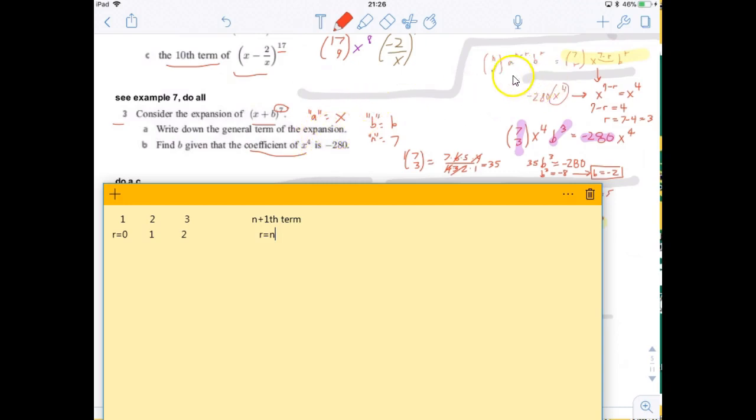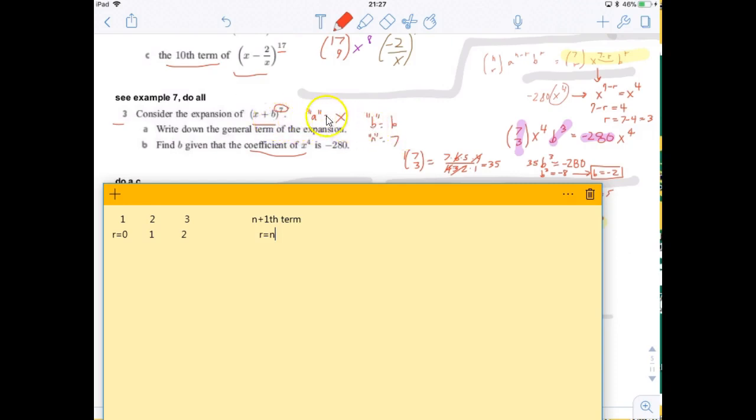Okay, so I just rewrote what's on the formula sheet. Then I'm going to fill in everything I know, because it's the general term for this expansion. So I do know some things about this expansion. I know, for example, that n equals 7. I know that the a term is x. I know that the b term is b.